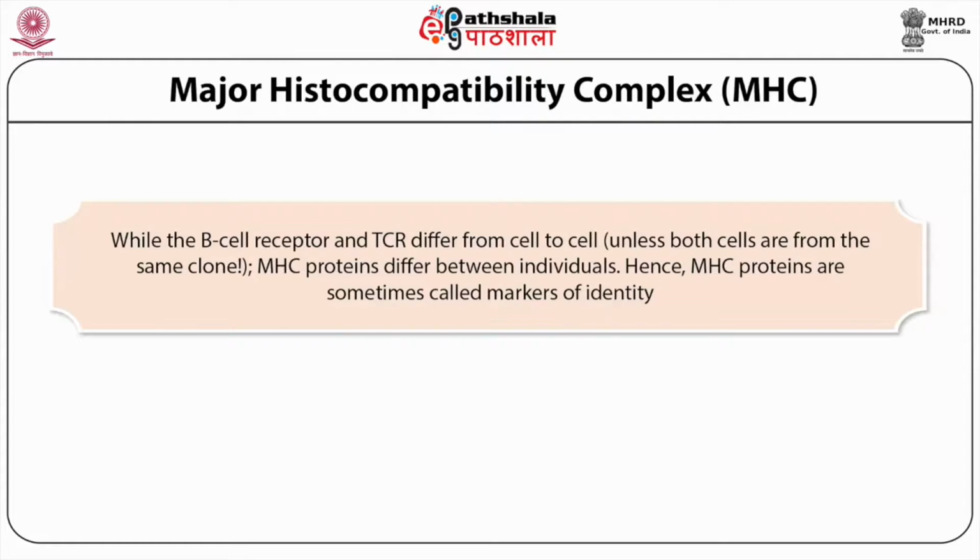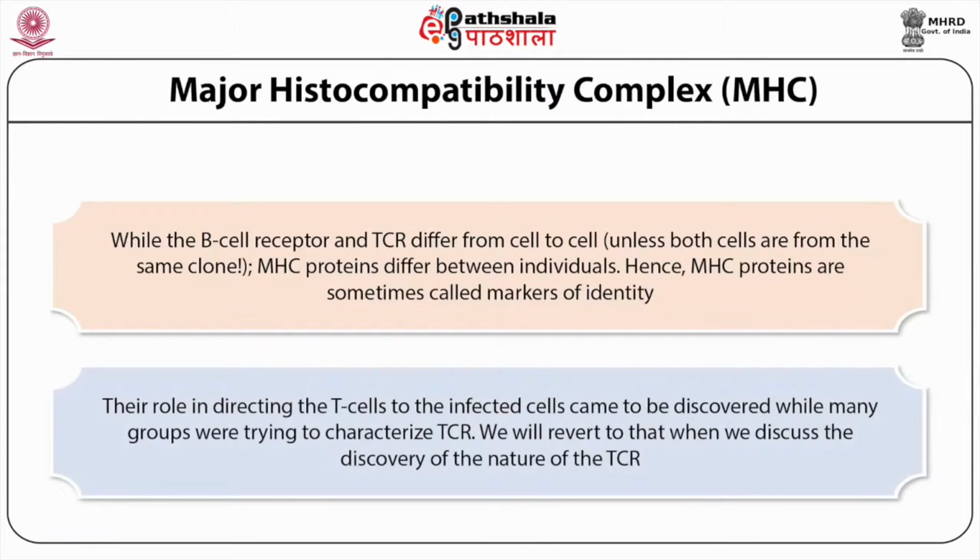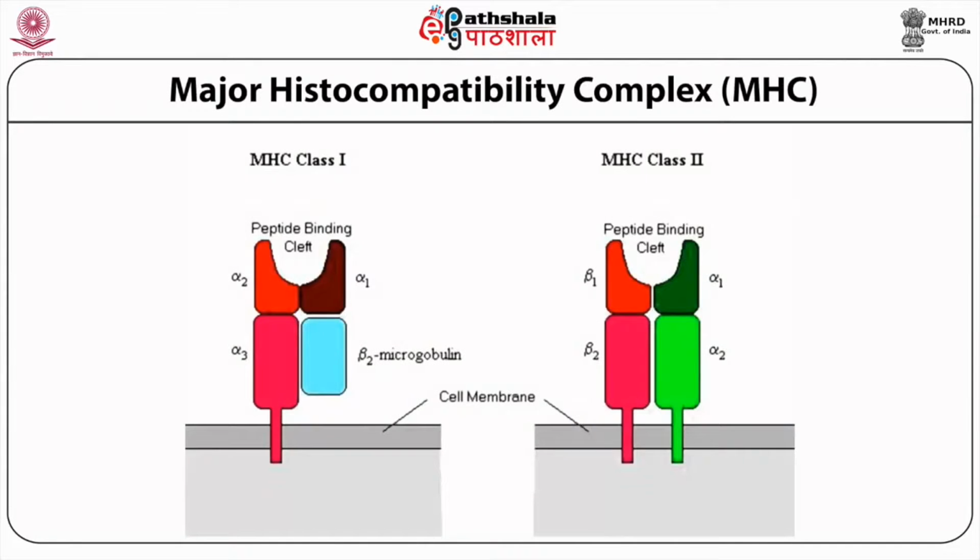Decades after the role of MHC proteins in graft rejection was discovered, people wondered what their role in vivo is, as transfer of tissues between individuals is extremely rare in nature. Their role in directing the T cells to the infected cells came to be discovered while many groups were trying to characterize TCR. It turned out that MHC molecules bind to the antigen-derived peptides from the pathogen on the cell surface. As we have mentioned earlier, this role of MHC proteins is critical, and hence pathogens, in order to survive, try to downregulate the expression of the MHC proteins.